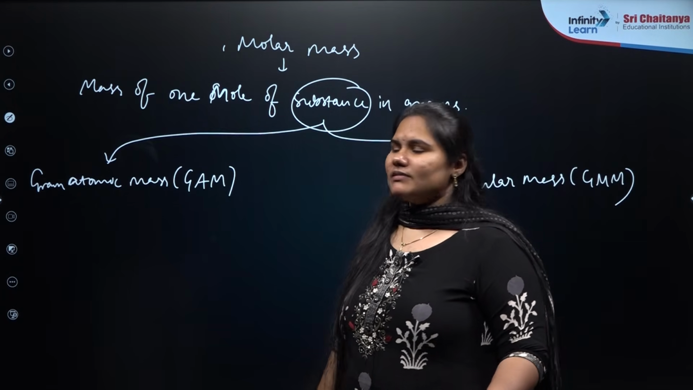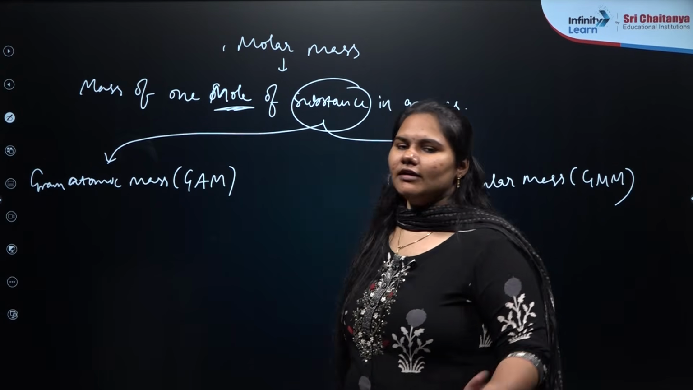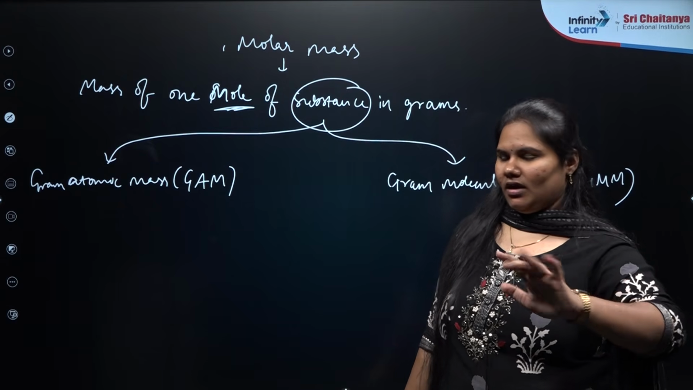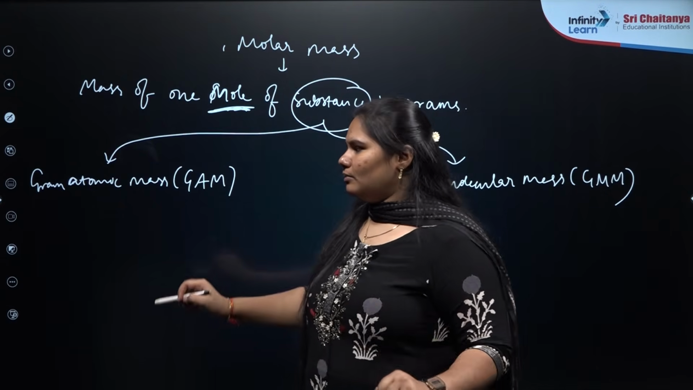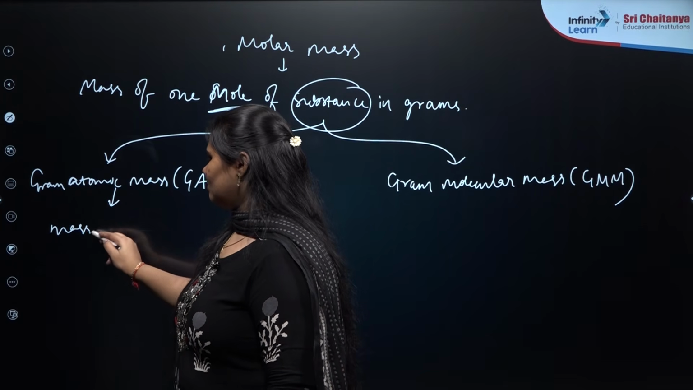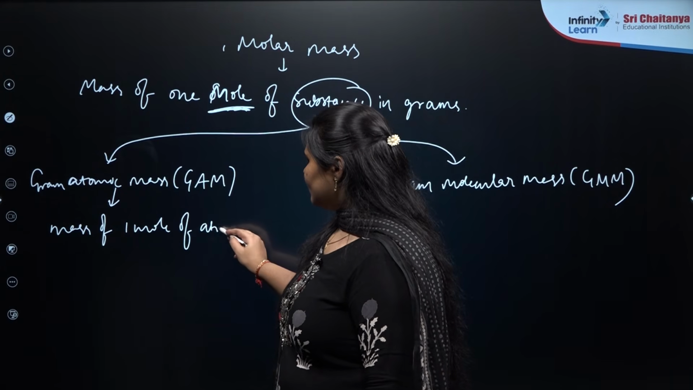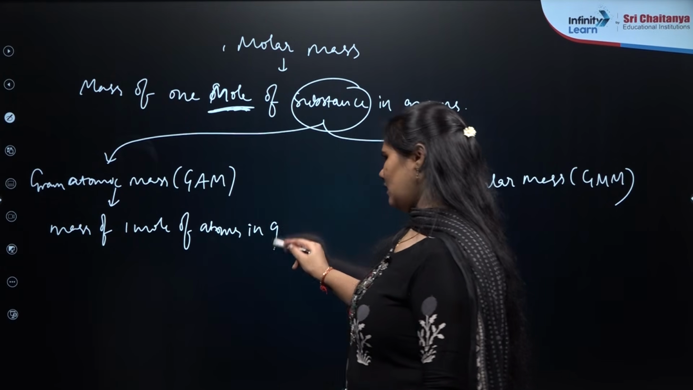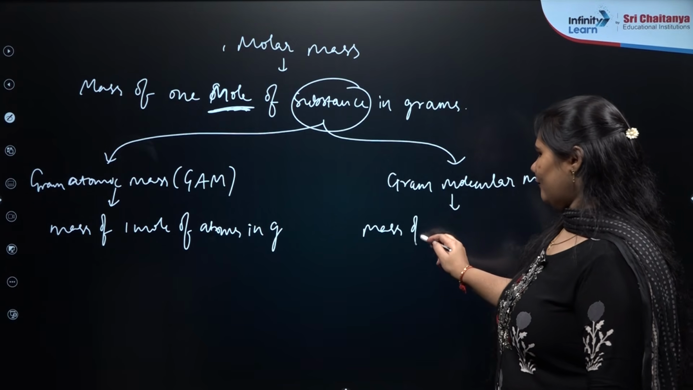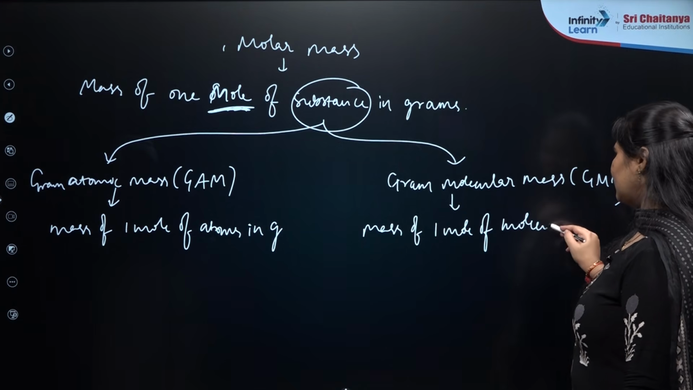So, what is molar mass? It is the mass of 1 mole. You have to specify this here because in atomic mass I told you it is the mass of just 1 atom. Here, how many atoms am I saying? 1 mole. That's why, whenever it is 1 gram atomic mass, we can write it as the mass of 1 mole of atoms in grams. What is gram molecular mass? It is the mass of 1 mole of molecules in grams.